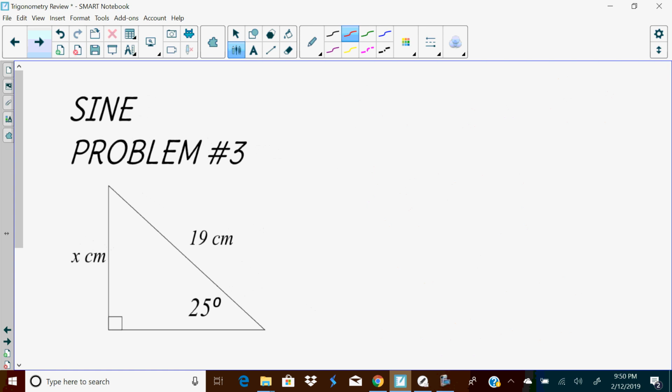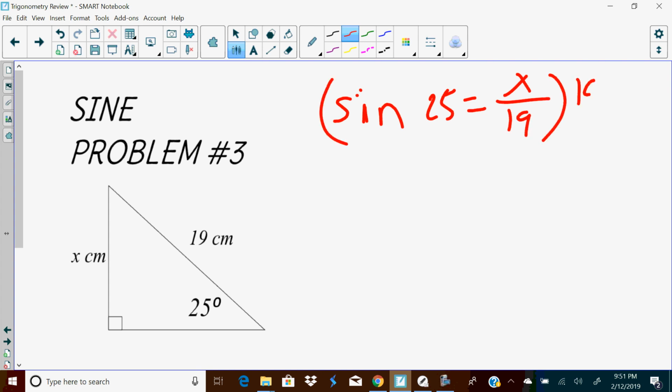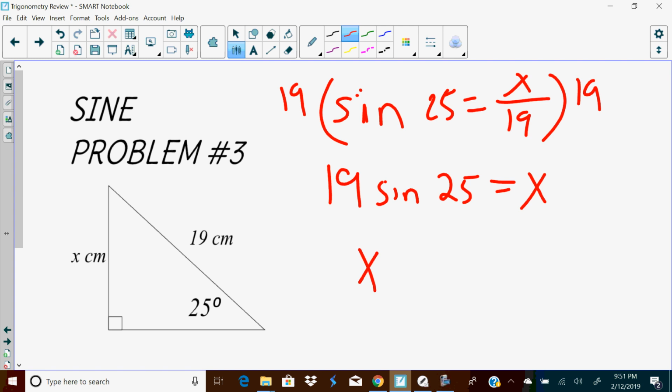Third is if I know the hypotenuse, but I'm looking for my opposite side. So I would find the sine of 25 equals x over 19. Multiply both sides by 19. So I get 19 sine of 25. Plug that in my calculator, and x equals 8.03 centimeters.